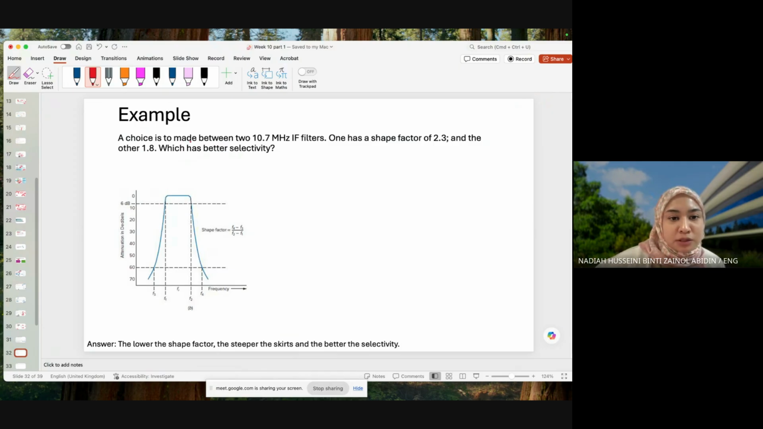A choice is to be made between two 10.7 megahertz IF filters. Ignore this filter because we have not learned about it yet. So, 10.7 megahertz filters, this is where the FR is. One has a shape factor of 2.3 and the other 1.8. Which has a better selectivity? I know we have the answer here, but let's discuss it. Here our shape factor is given by the bandwidth at 60 dB over the bandwidth at 6 dB.